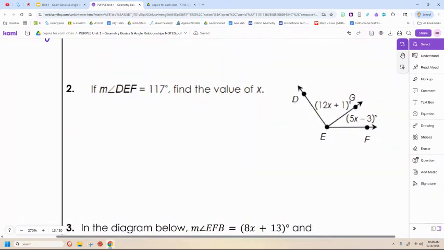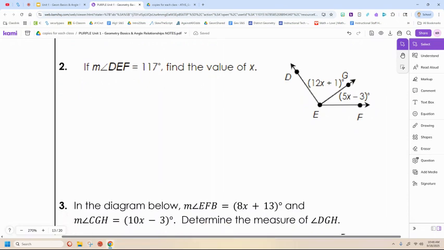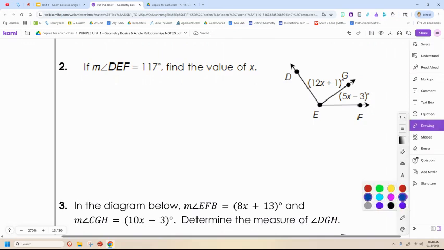Here we go. If the measure of angle DEF is 117, find the value of x. Cool. So I just want to find x. Okay, DEF. Wow, that's the whole angle, isn't it? Sometimes I put the 117 out here. Does that make sense to everybody? Okay.